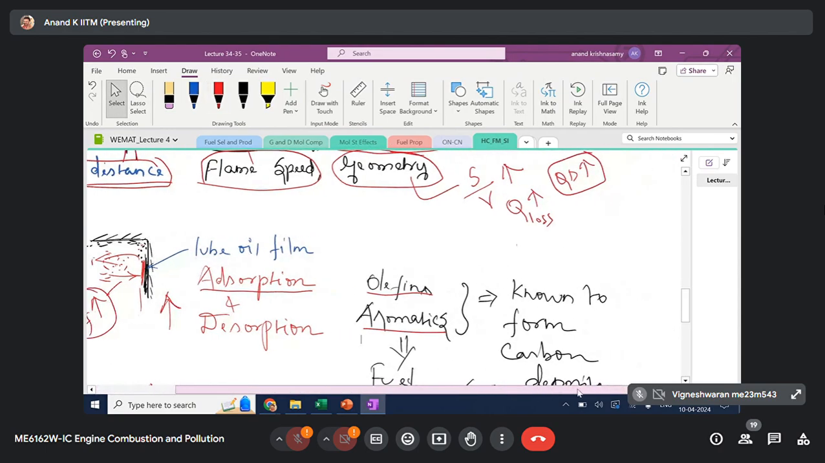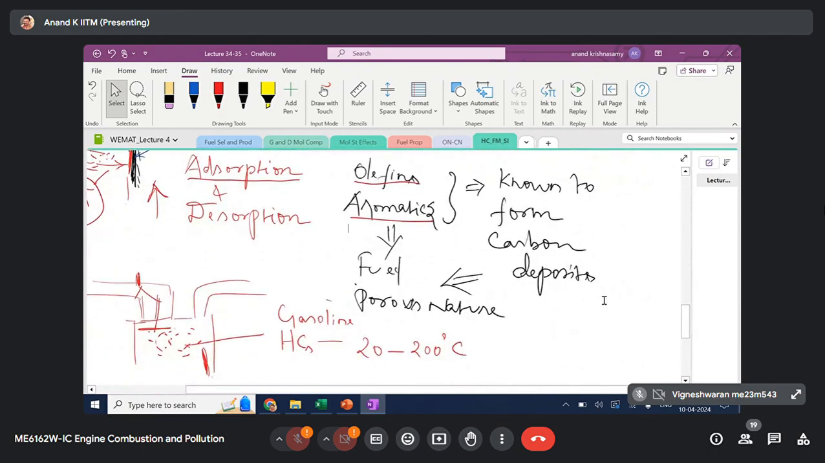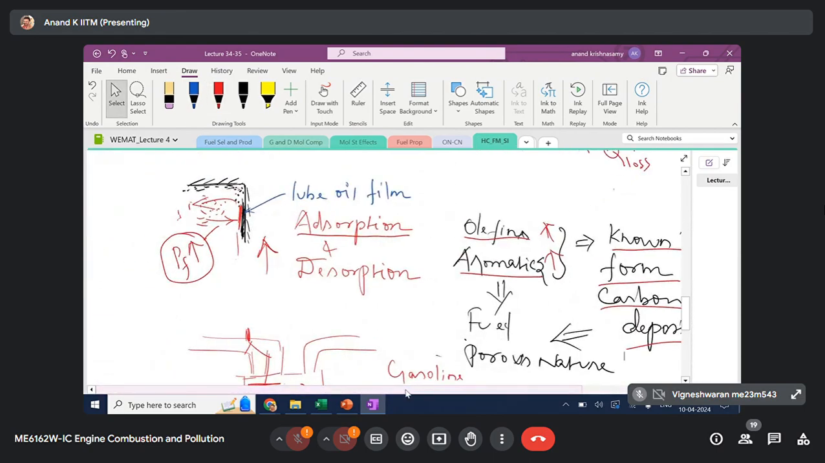In SI engines, olefin and aromatic content are high. In order to increase the octane quality, we have high olefin and high aromatic content in gasoline. These are known to form more carbon deposits in the engine cylinder. So there is a finite proportion of fuel going into the oil layer as well as into the carbon deposits. This is what I mean by adsorption. So what is desorption?